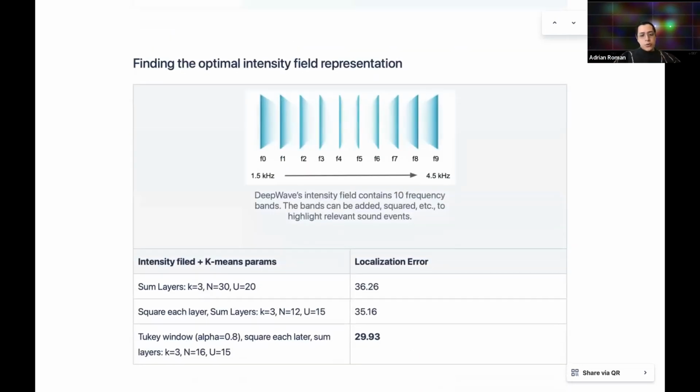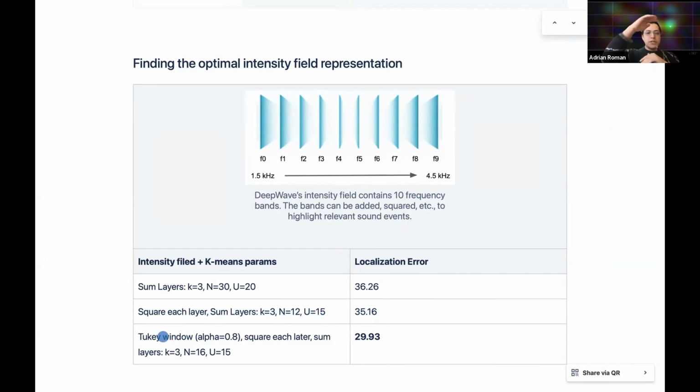So moving on to how we improve DeepWave. The intensity field of DeepWave has 10 different frequency bands. So we thought, what if we add the frequency bands together, or what if we square them or multiply them with each other to potentially highlight relevant sound events and get rid of some noises in the spectrum? And this actually got us to improve. Squaring the layers and adding them brought down the error to 35.